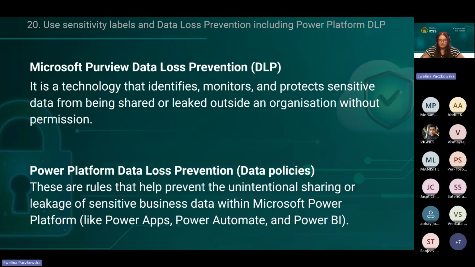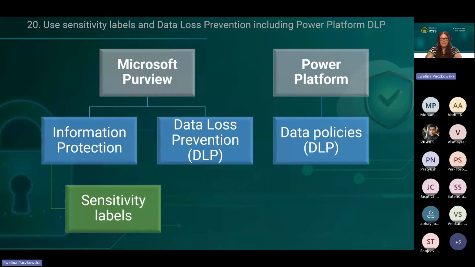Data loss prevention within Purview is just another one of those solutions that blocks accidental data leakage, right? But again, my point here is that people often forget to look at the Power Platform data loss prevention, or what they call data policies, within that specific admin center. So if you look at that hierarchy, within Purview you've got information protection and data loss prevention, but then within the Power Platform itself, which is completely separate, you've got your data policies.